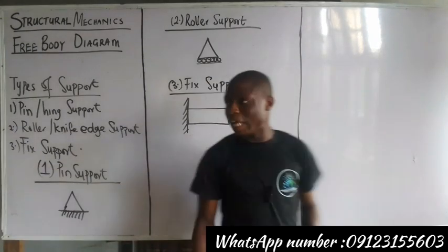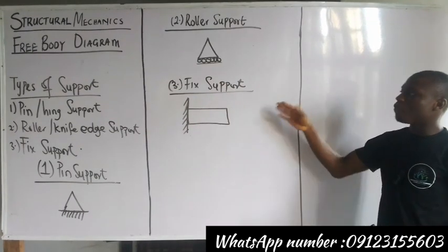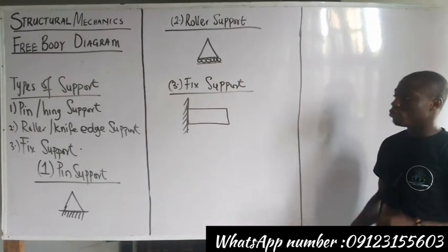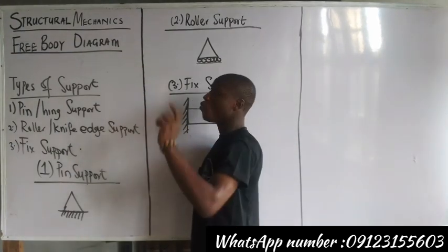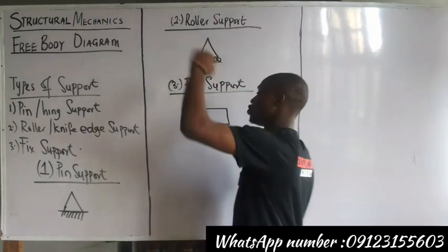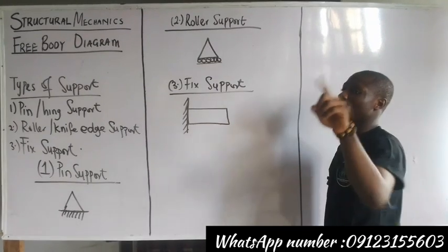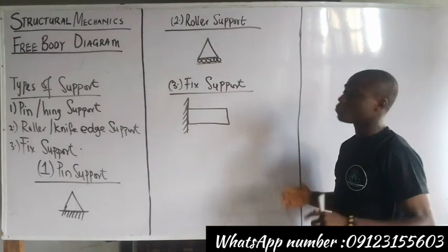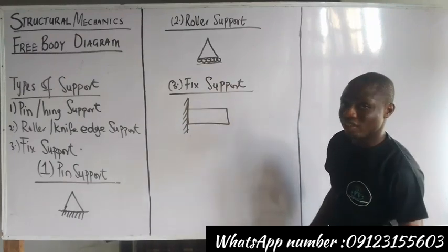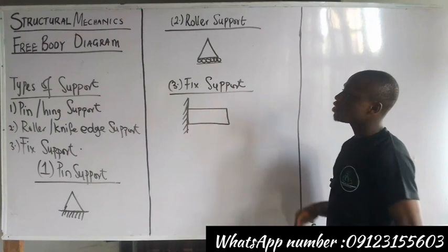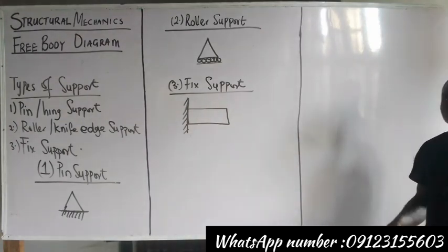Alright, we have considered the types of support and definitions, right? I've given you the kind of reactions they produce. We said pin support produces 2 reactions, one vertical and the other horizontal. We said roller support produces just a reaction, which is the vertical reaction. Also, we said fixed support produces 2 reactions and moment, right? So let's draw the diagram of these figures, right? Now listen.